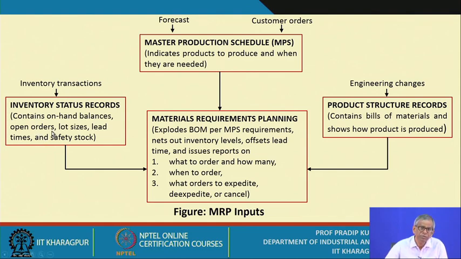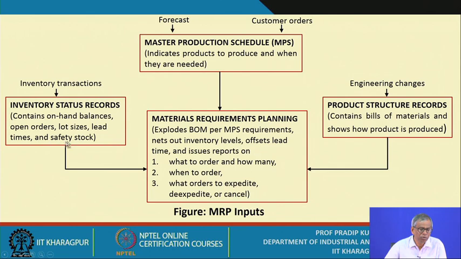Open orders, that means against a particular item there could be a pending order. So, how much quantity is to be made available through purchase, that is basically the order pending. So, the quantity will be known. What is the lot size, lead times and the safety stock?